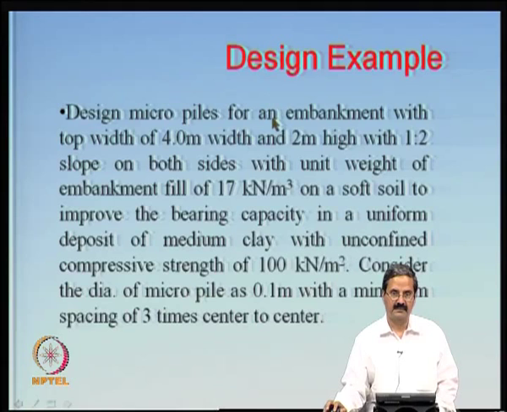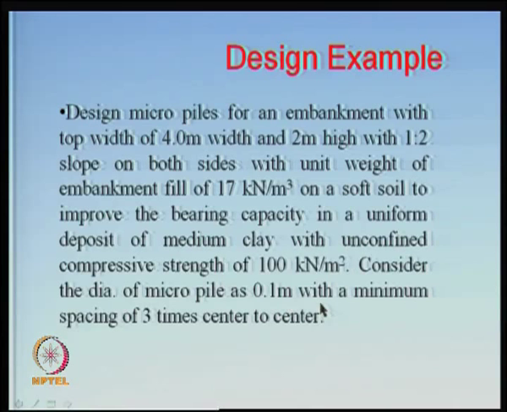Design micropiles for an embankment with a top width of 4 meters and 2 meters high, with 1:2 side slopes, and a unit weight of embankment fill of 17 kN per cubic meter, on soft soil to improve the bearing capacity, in a uniform deposit of medium clay with unconfined compression strength of 100 kN per square meter. Consider the diameter of the micropile as 0.1 meter with a minimum spacing of 3 times the diameter, center to center.